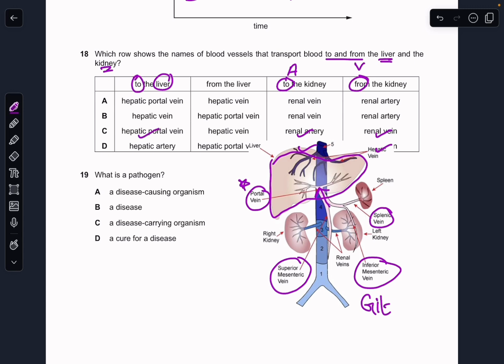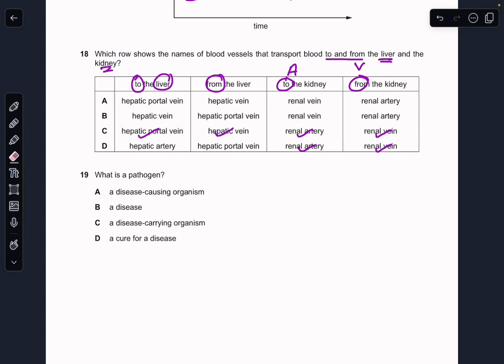So the hepatic portal vein goes to the liver, and from the liver, if I change the color, all of these veins collect and they form the hepatic vein. So from the liver, the hepatic vein originates. So the correct answer is going to be C.